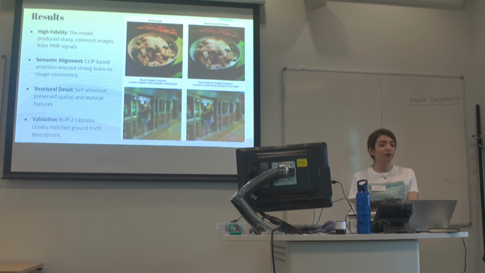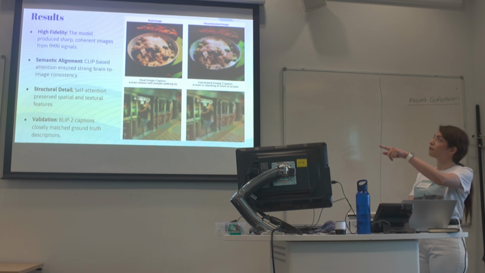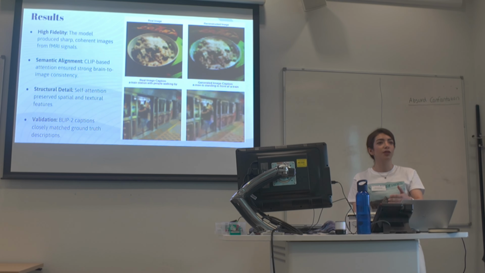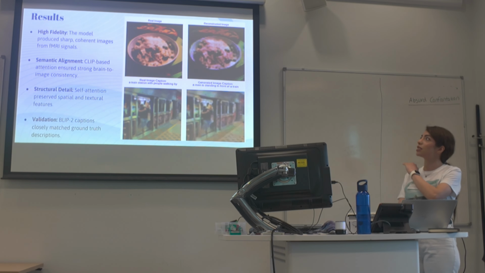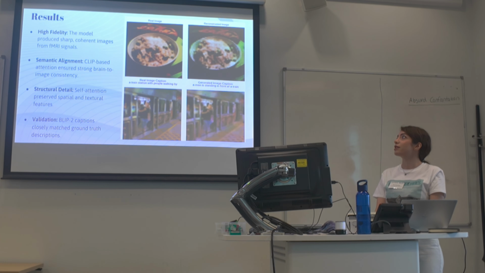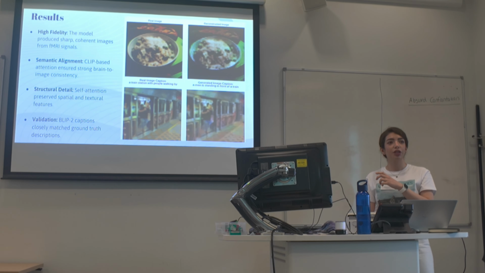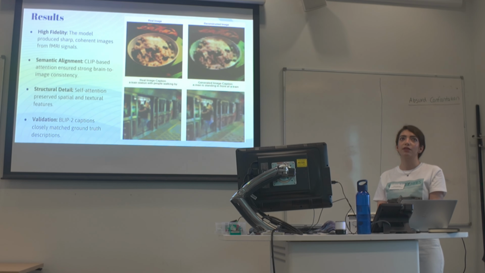Let me show you this slide first. As you can see, the picture on the left is the real image, what the person was actually looking at when we took their brain signals, and the one on the right is the model output. There's a very close pixel-wise similarity between the two, and that's something that current models such as MindEye can't manage.